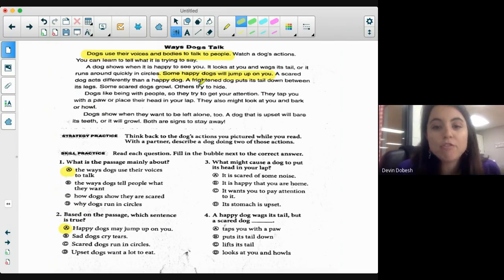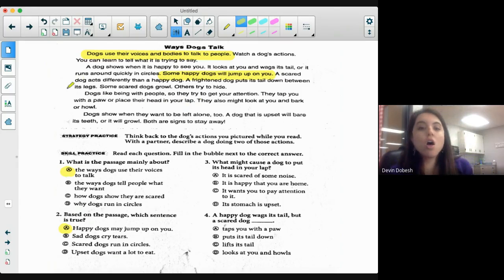This talks about frightened dogs. No. Dogs like being with people, so they try to get your attention. They tap you with a paw or place their head in your lap. Oh, right here it says dogs try to get your attention. They tap you with a paw or place their head in your lap.